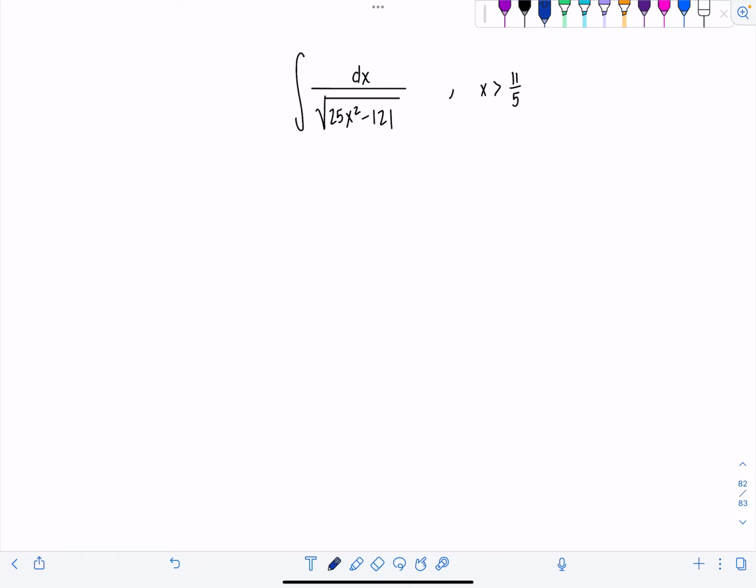And then notice off to the side here, letting you know that x is greater than 11 over 5. What's the point of saying that? That way you know the quantity underneath the radical will never be negative. Therefore, the integrand is well defined. Okay? We won't have any domain errors. Good. So you don't really do anything with this. You just go, whew, this is never going to give us any problems.